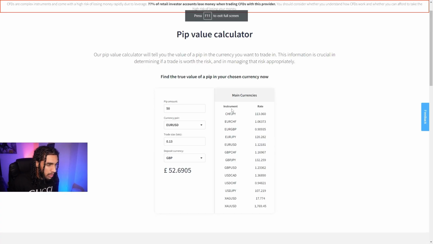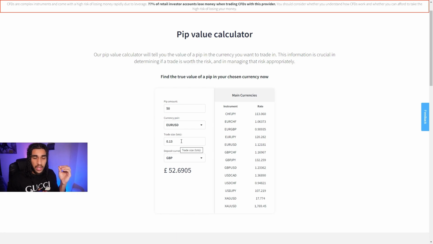So here we are back on the pip calculator. Now we've determined and found our lot size for our 5% on our example 1k account, which is 0.13 lots. We will be using that for every single trade until we hit a milestone. What is a milestone? It's when we eventually hit a high enough balance in our trading account that we can start to scale up our lot sizes, because we're making more money.